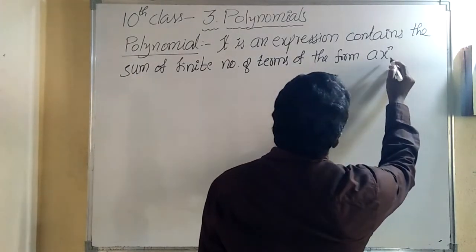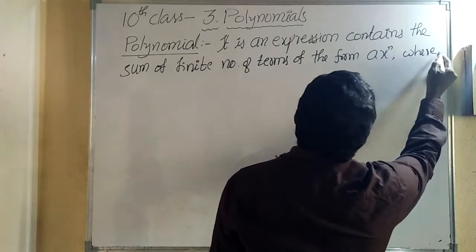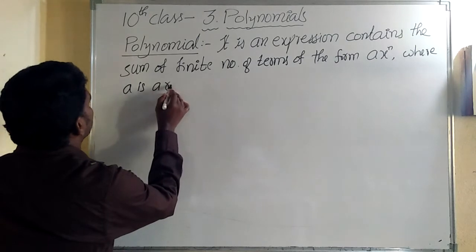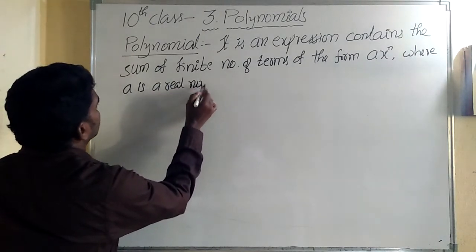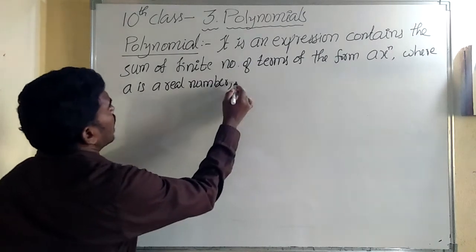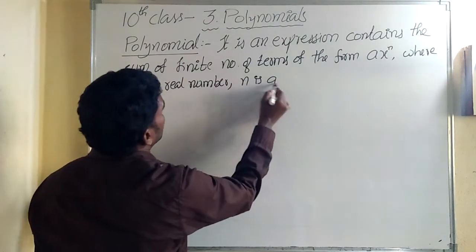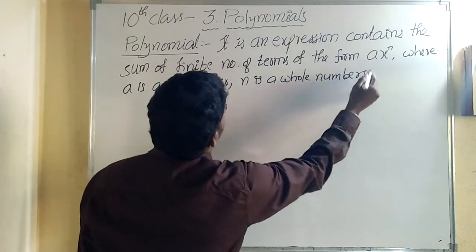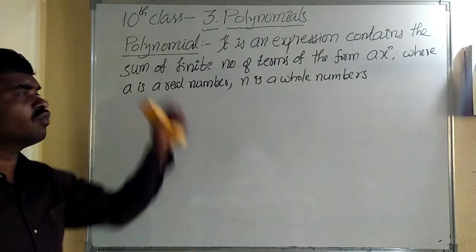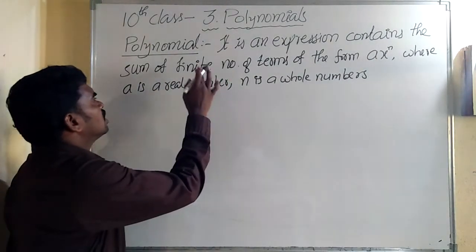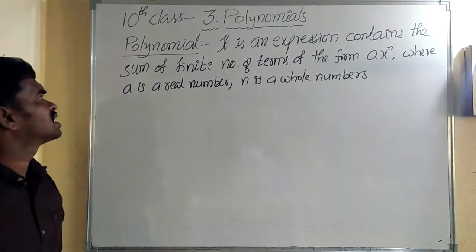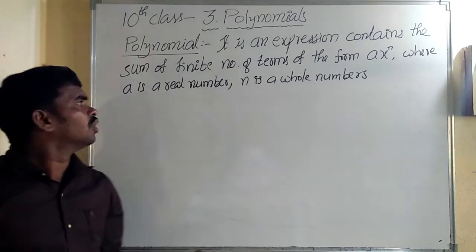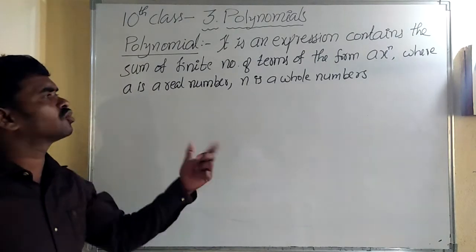The terms are of the form a x power n, where a is a real number and n is a whole number. Do you know what whole numbers are? Yes, 0, 1, 2, 3, 4, and so on are whole numbers. What is a real number? Every number is a real number, like 1 by 2, 1, 0, minus 2, minus 3 by 2, root 2, root 3, and such terms.